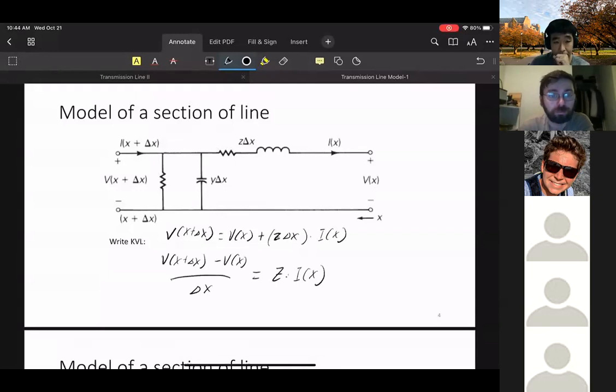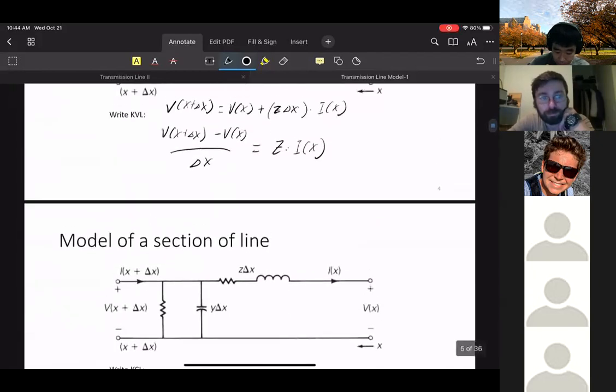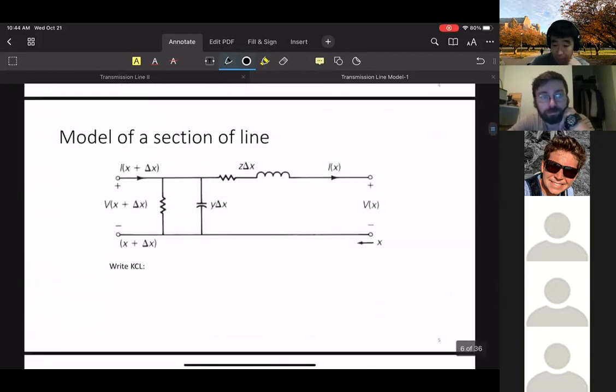Okay. So we write KVL, rearrange terms, and we'll get this number. And then we can take the limit as delta goes to zero. So this is KVL, and we'll do KCL as well. We'll basically get two differential equations when you do this. So this is KVL, now let's do KCL.